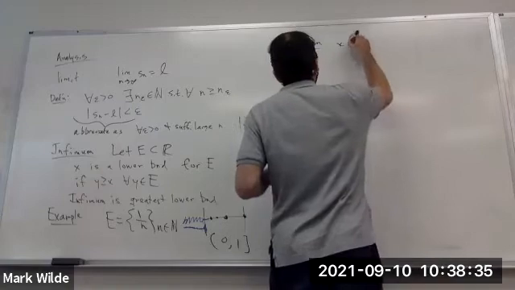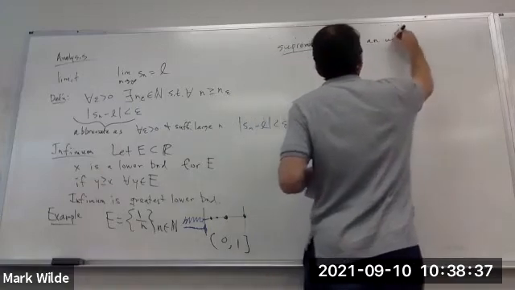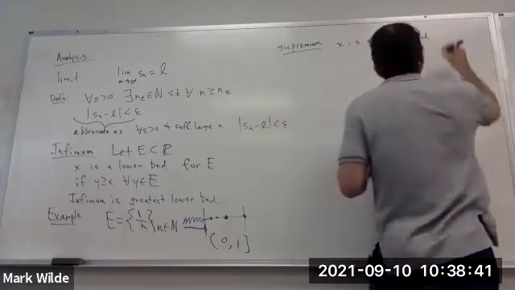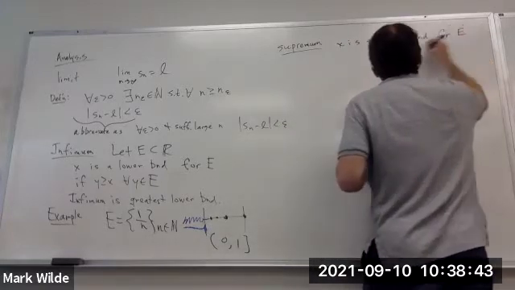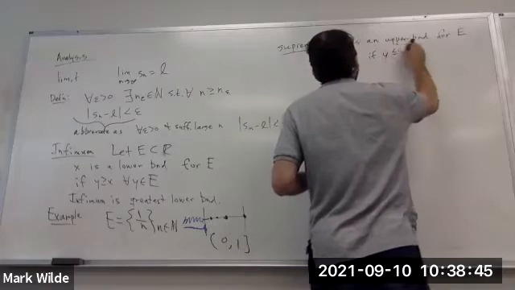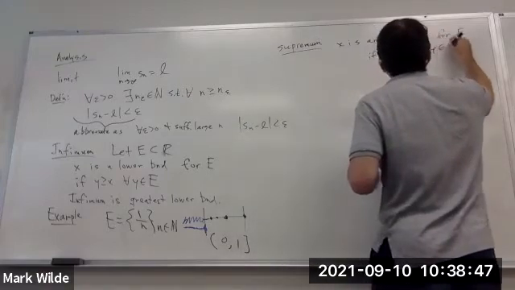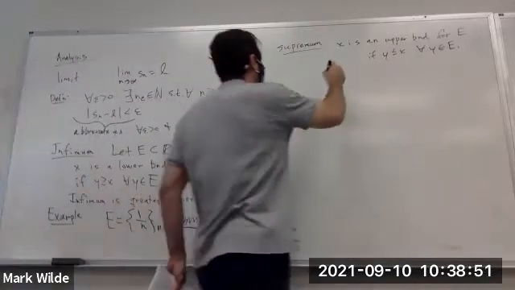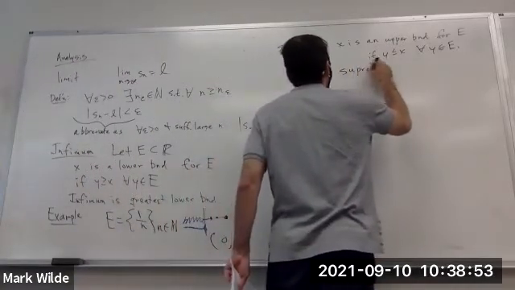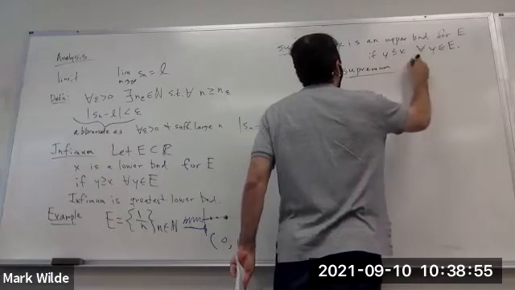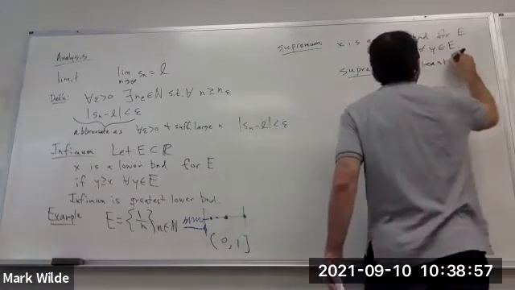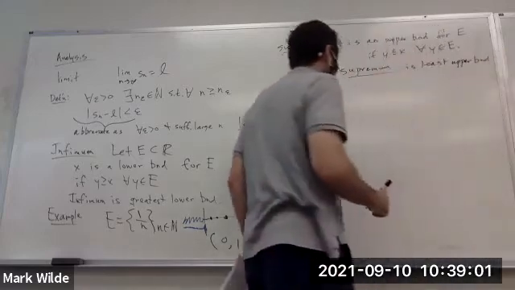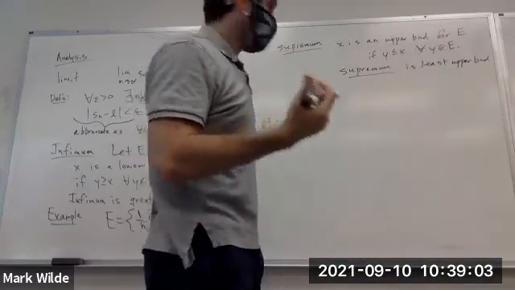So similar thing, X is an upper bound if Y is less than X for all Y in the set. And then the supremum is the least upper bound. And then you can think about examples like we just talked about.